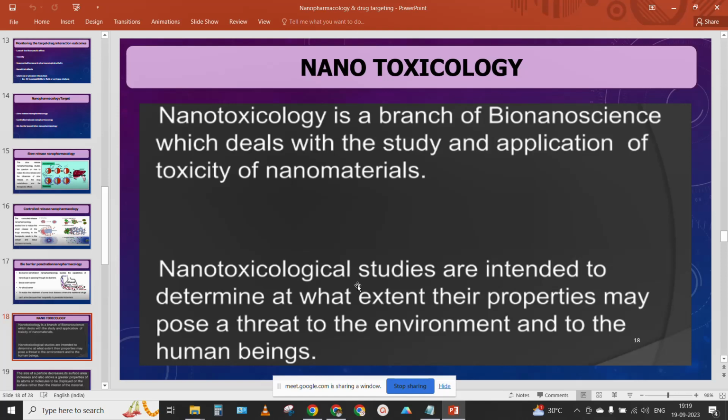Then nanotoxicology. Nanotoxicology is a branch of bio-nanoscience which deals with the study and application of toxicity of nanomaterials. Nanotoxicological studies are intended to determine to what extent their properties may pose a threat to the environment and to human beings.